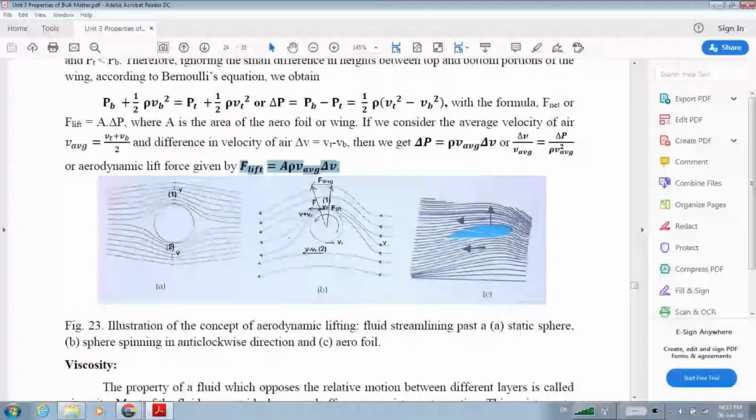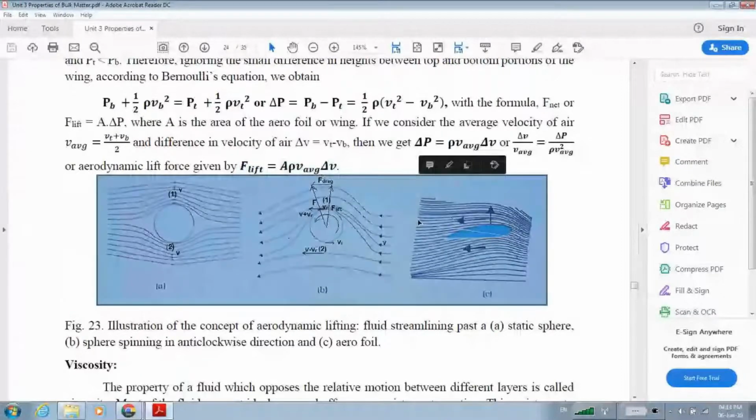But here we are limiting our concentration only to how Bernoulli's equation is applicable for the aerodynamic lift. So we are not discussing Newton's third law of motion here, because it is not the focus. We are focusing our attention only on how Bernoulli's equation is applicable for the aerodynamic lift.